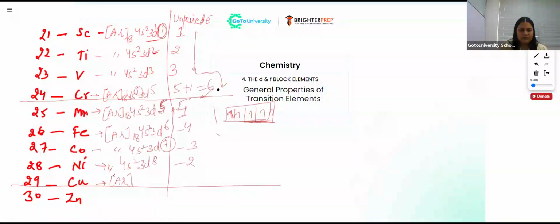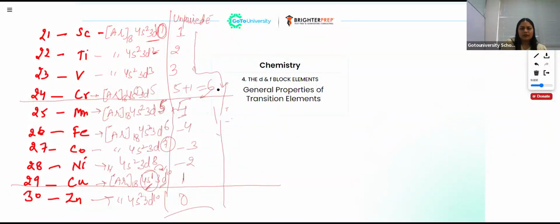copper will have argon 18, 4s1 and 3d10. All right, we are removing one electron from the outermost shell and putting it in d orbital to make it a stable configuration. So how many unpaired electrons for copper? We have one unpaired electron in s orbital, right? For zinc, as the configuration is stable, we do not have any unpaired electron in d orbital. All right.